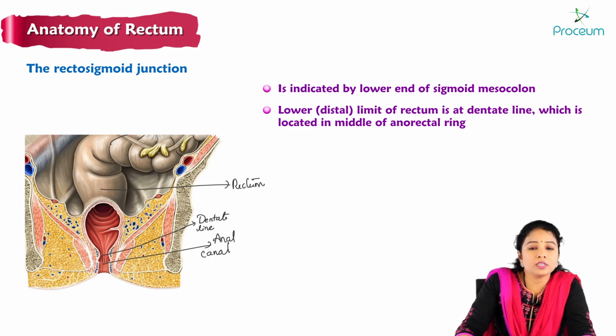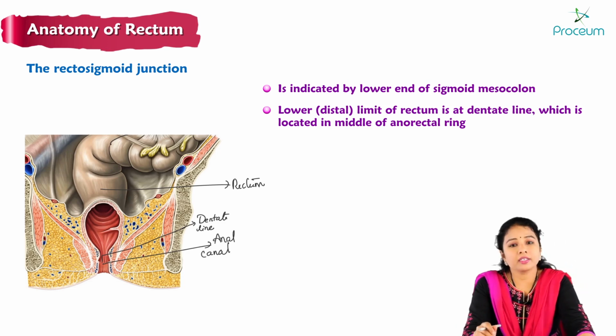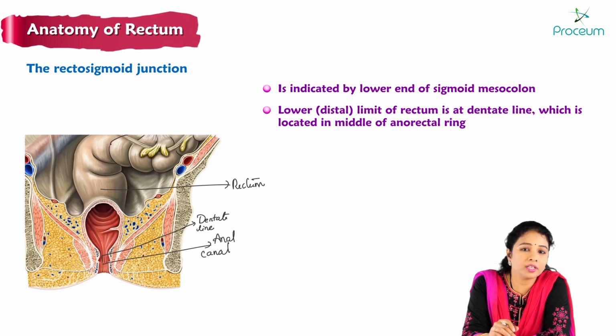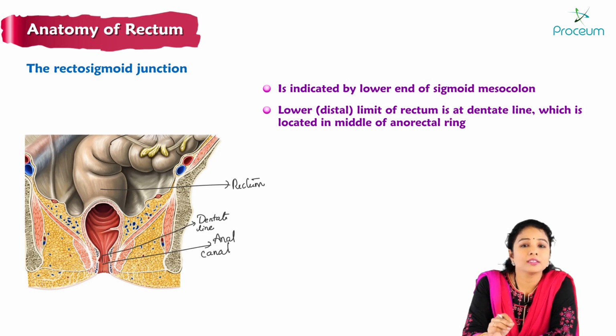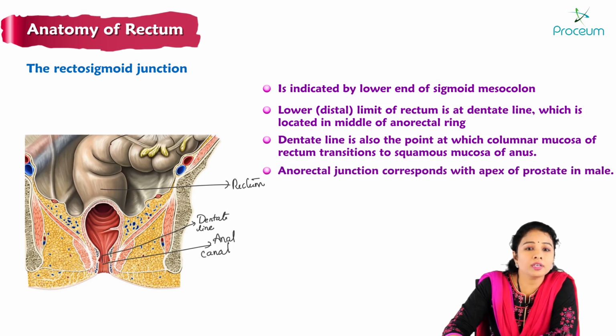The lower distal limit of the rectum is at the dentate line, and it is located in the middle of anorectal junction. This line indicates the anorectal ring, that is the junction between the anus and the rectum. The dentate line is also the point at which the columnar mucosa of rectum transitions to squamous mucosa of anus. The anorectal junction corresponds to the apex of prostate in males.